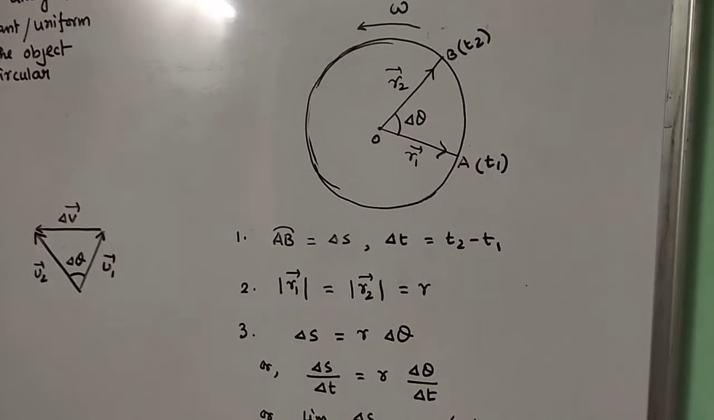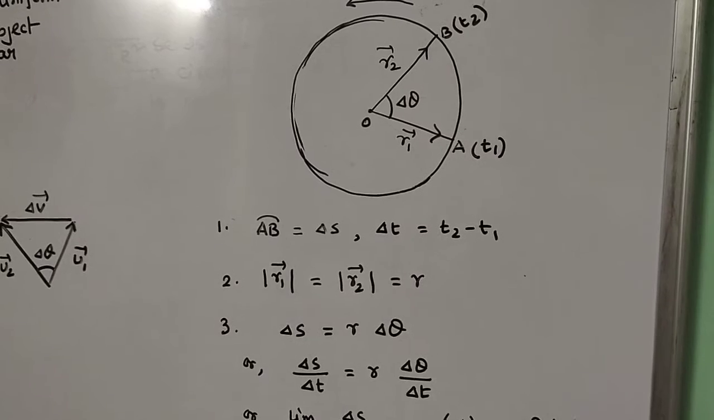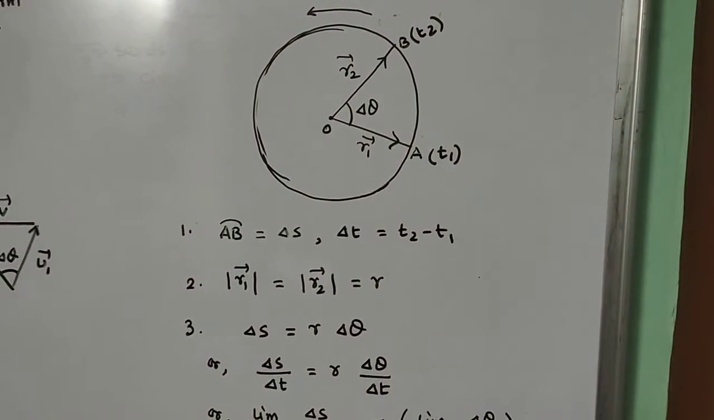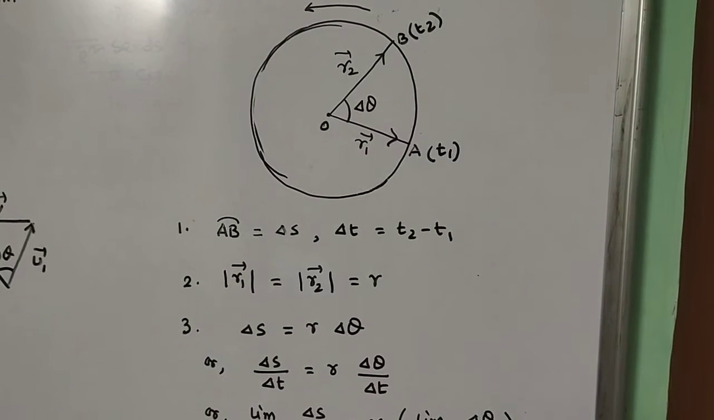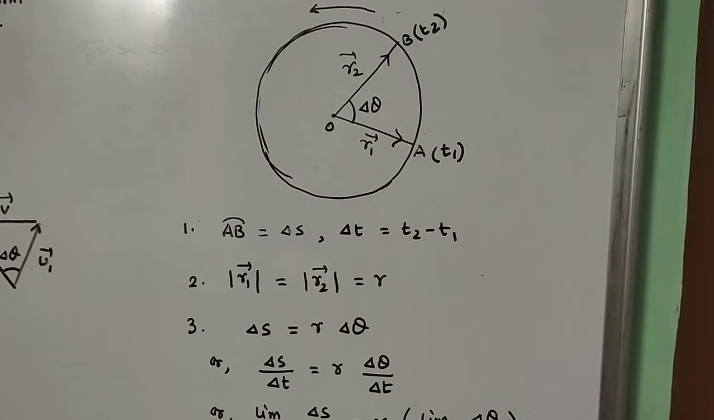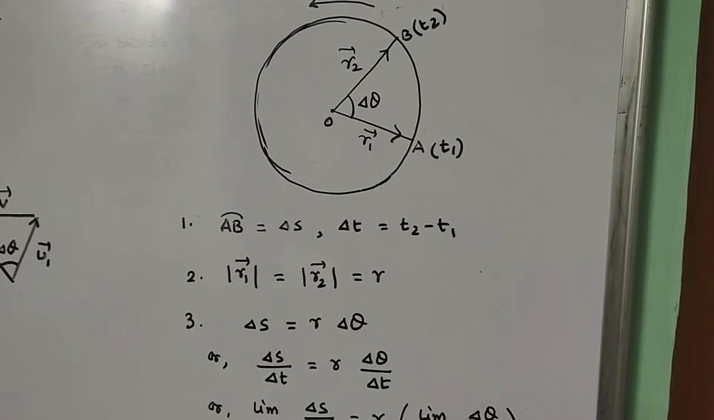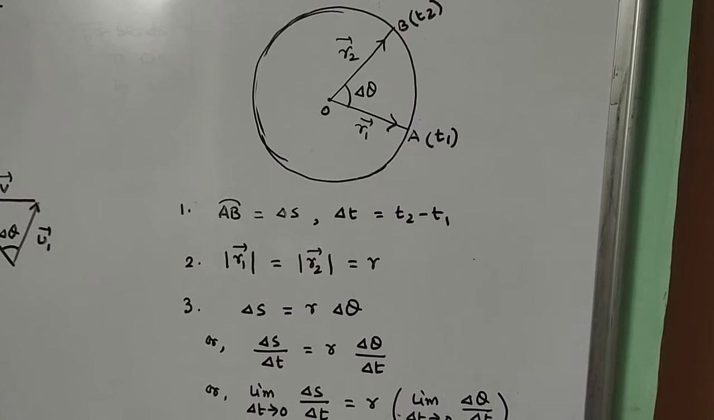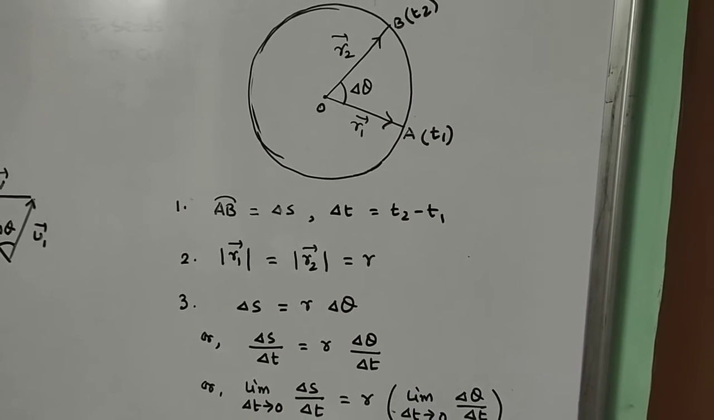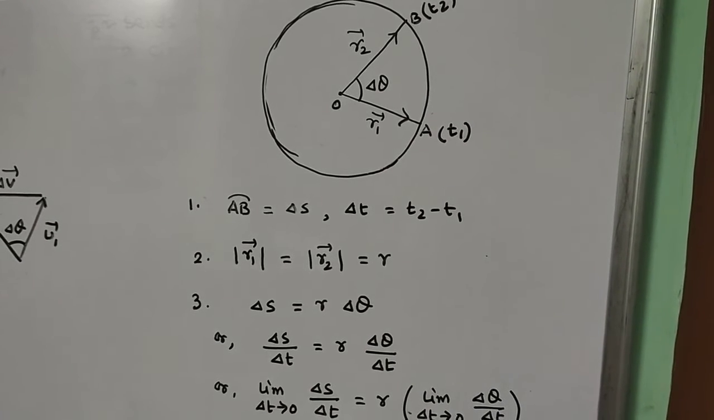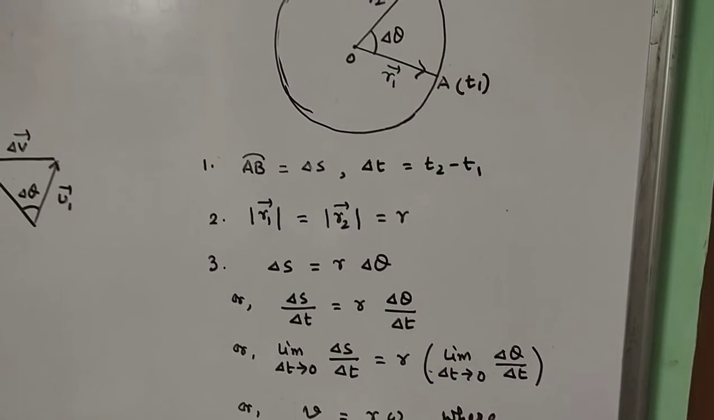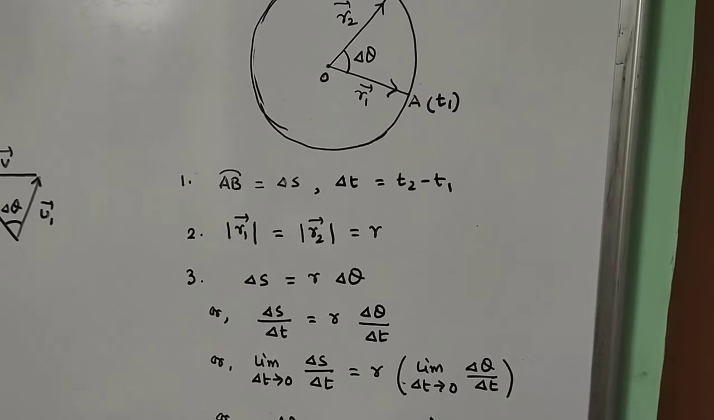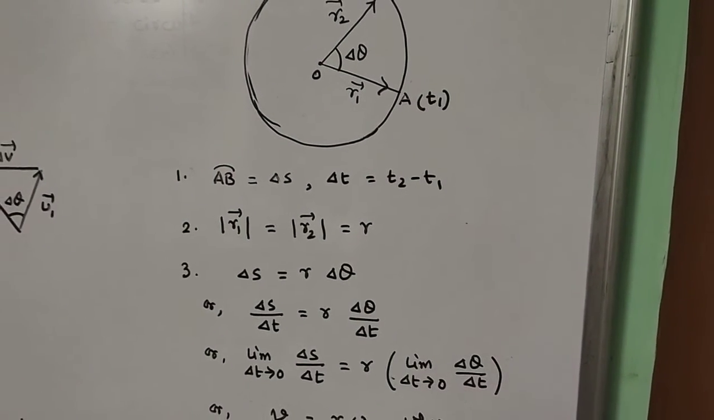Now magnitude is identical, modulus of r1 vector, modulus of r2 vector equal to r, and we will consider the formula arc equal to angle into radius. So r delta theta, you can write delta s. Delta s is nothing but the arc equal to angle into radius. You have got in class 10 maybe this formula. So both sides we have divided by delta t, and after that we have taken the limit delta t tends to 0, delta s by delta t, and r limit delta t tends to 0, delta theta by delta t.